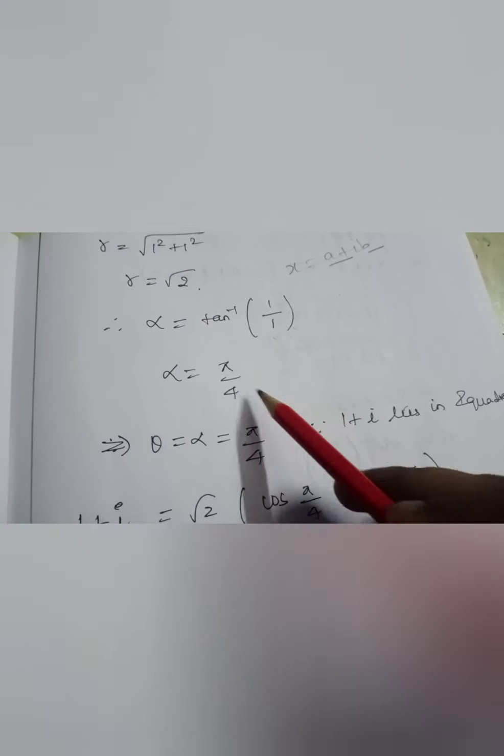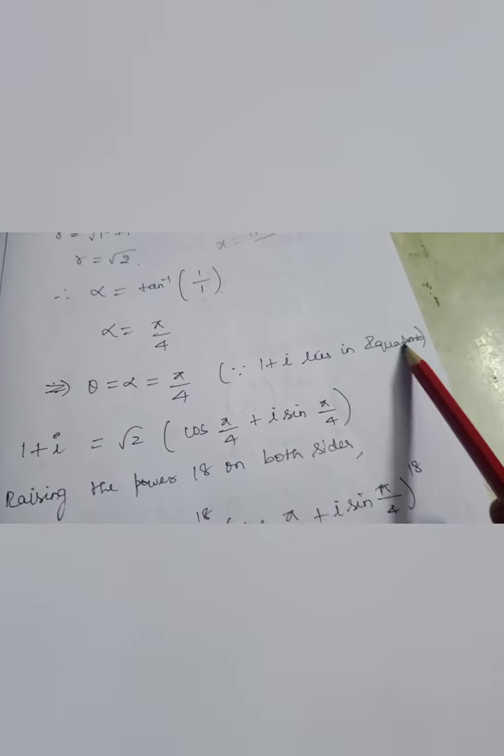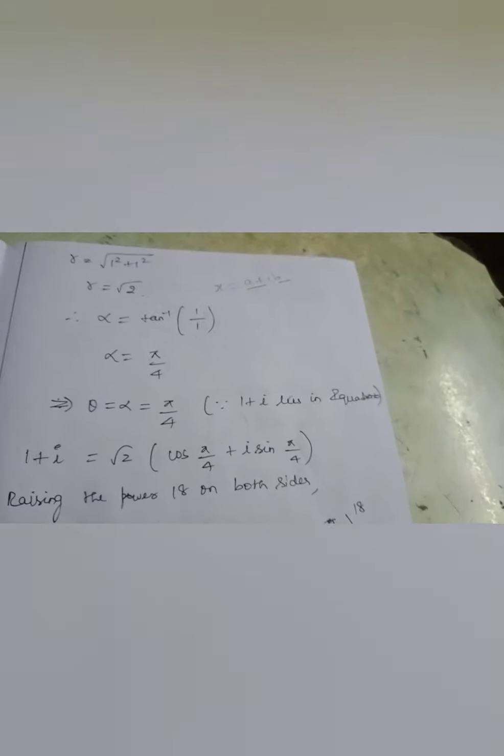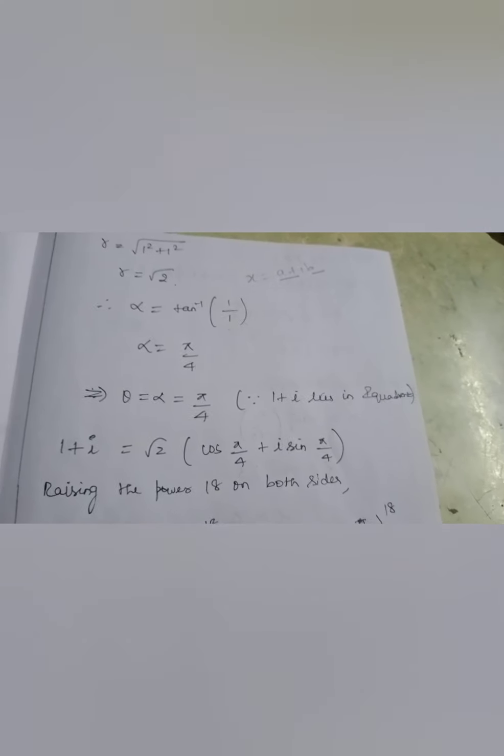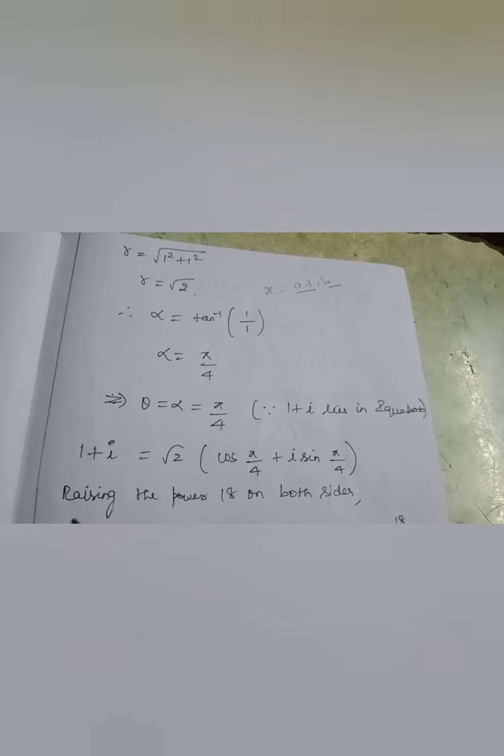So 1 by 1. And when tan takes the value 1, only then it is pi by 4. So my theta is becoming pi by 4, since 1 plus i is lying in the first quadrant. Children, how will you judge whether the complex number is lying in the first, second, third or fourth quadrant?